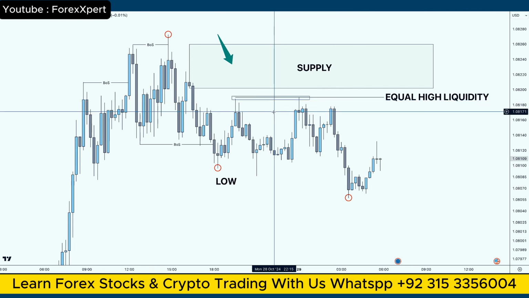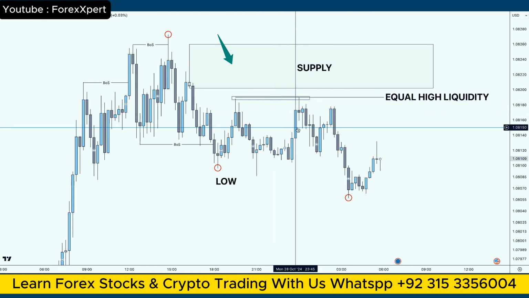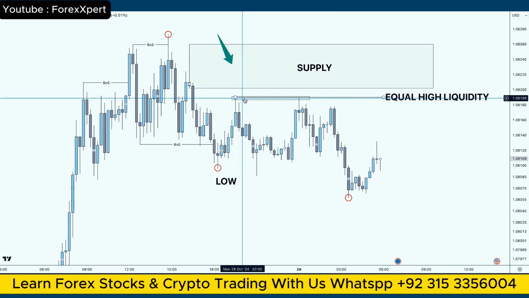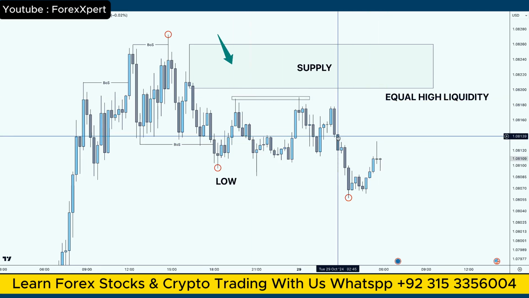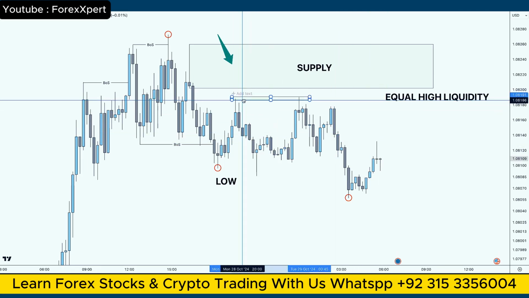They don't have to be equal to the pip, equal highs don't, but they have to be very, very close, to the point that, when we take a look at this, you can see how refined and how close together these levels truly are.